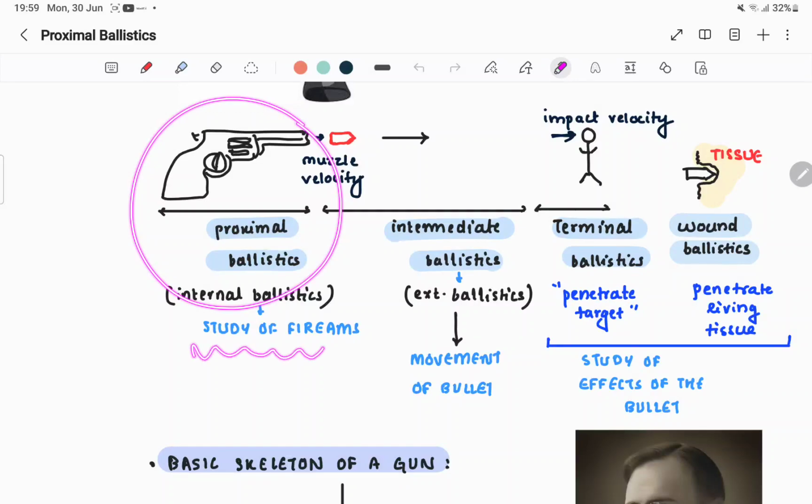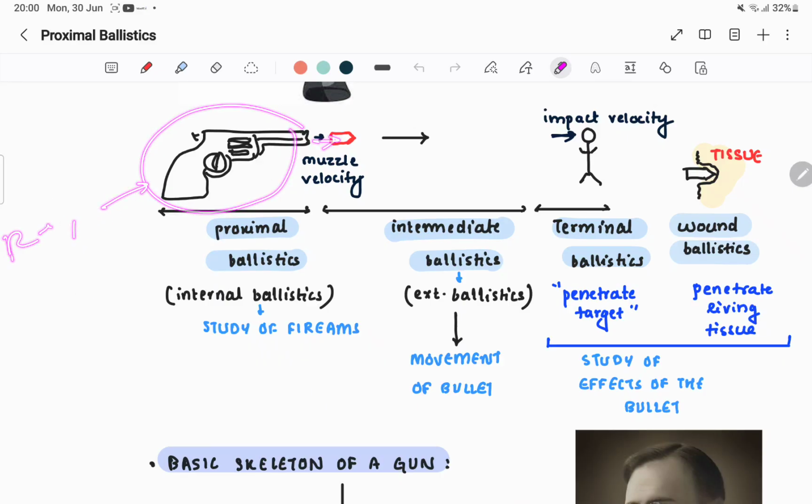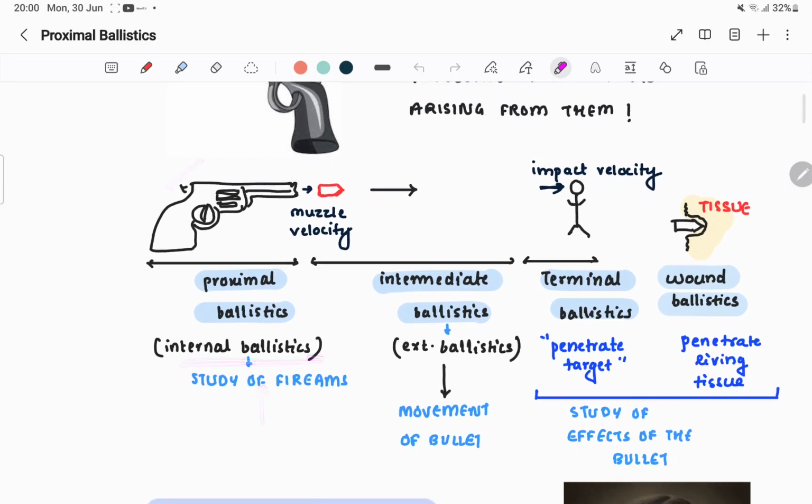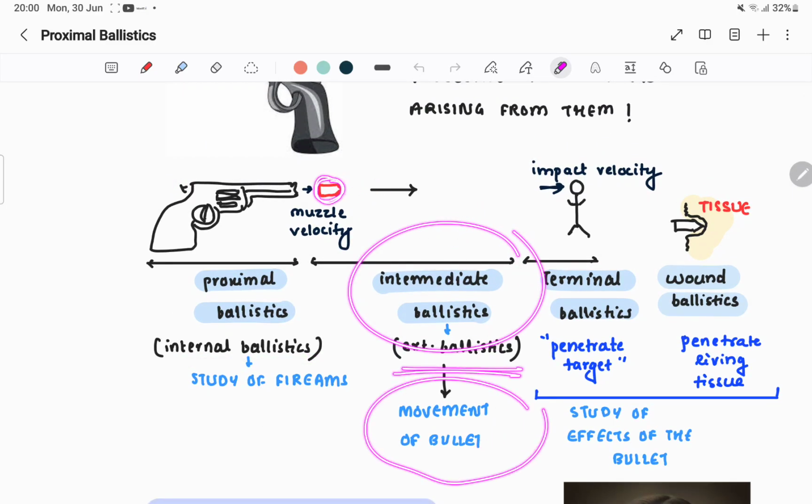Proximal means the study of firearms, basically from which the bullet is fired. The firearm, the revolver, the pistol, the rifle, anything. Proximal ballistics, or internal ballistics. Intermediate means the external ballistics, the movement of the bullet. This bullet will be moving, right? If it is rotating or if it is going straight, the movement of the bullet.